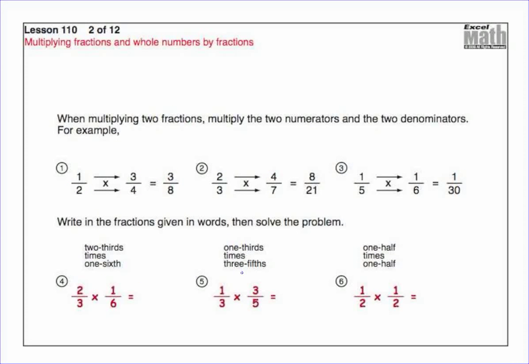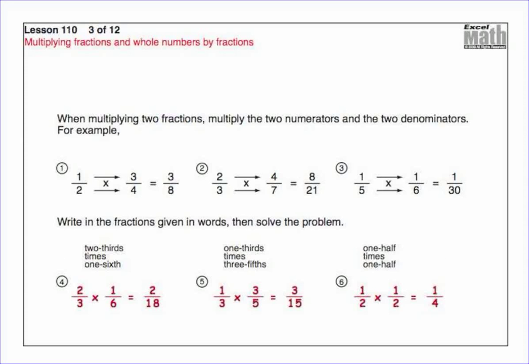And the problem that you should have written for 5 and 6 are right here. So you did 1 times 3 is 3. 3 times 5 is 15. We can divide both of these numbers by 3 and get 1/5 for our final answer. If you put 3/15, you're forgetting to reduce your answer. 1 times 1 is 1. 2 times 2 is 4. No way to reduce that one, so that would be the correct answer.